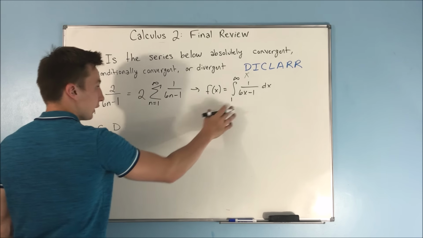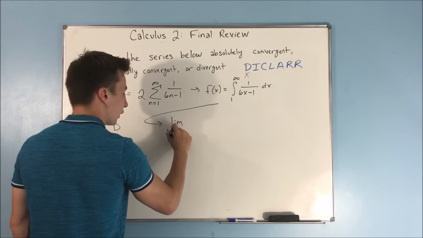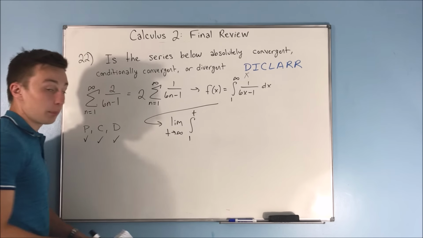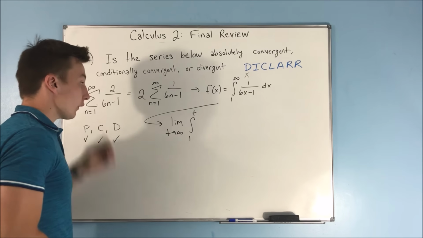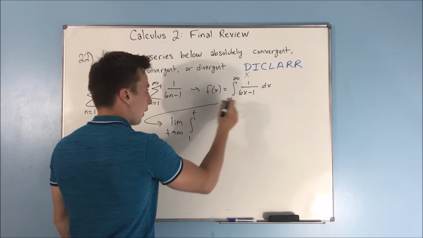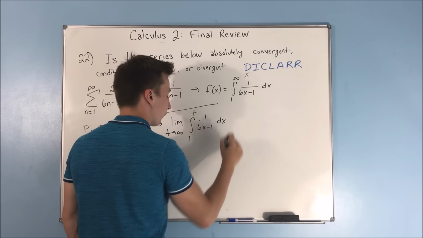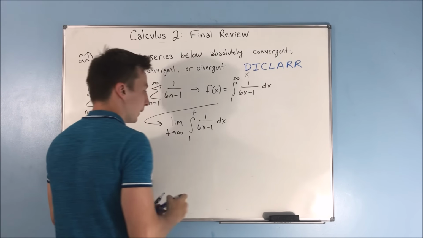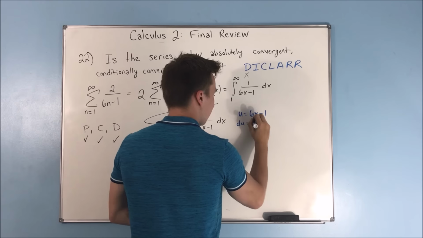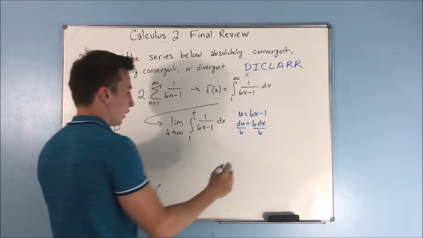If you're going to integrate this, I'll bring it over here. You have to take the limit as t approaches infinity because you cannot have an infinity as a bound. So you have to have a quantity that approaches infinity. So you take the limit as t approaches infinity of the integral from 1 to t of 1 over 6x minus 1 dx. This is just a u substitution. You can set u equal to 6x minus 1 and du equal to 6 dx. Divide by 6 on both sides, and there you go.